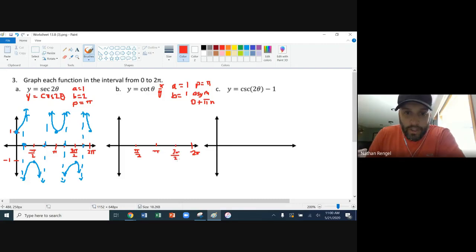Okay. Now we draw in our asymptotes. The asymptote is going to be at 0, right there, and then every period after 0, so that'd be at pi, my next one, and 2 pi, my next one.